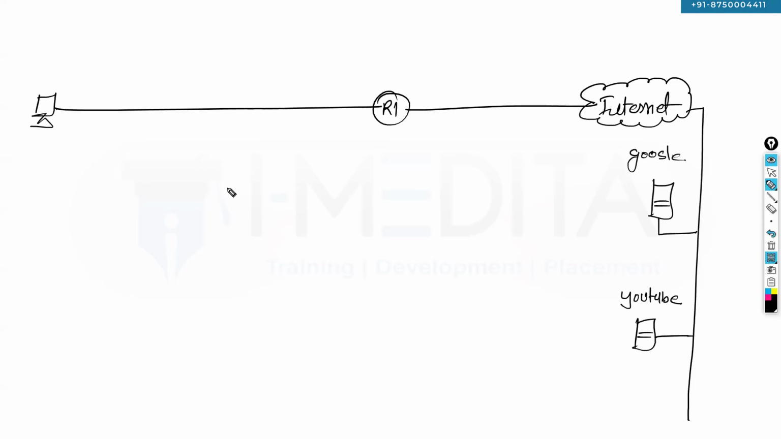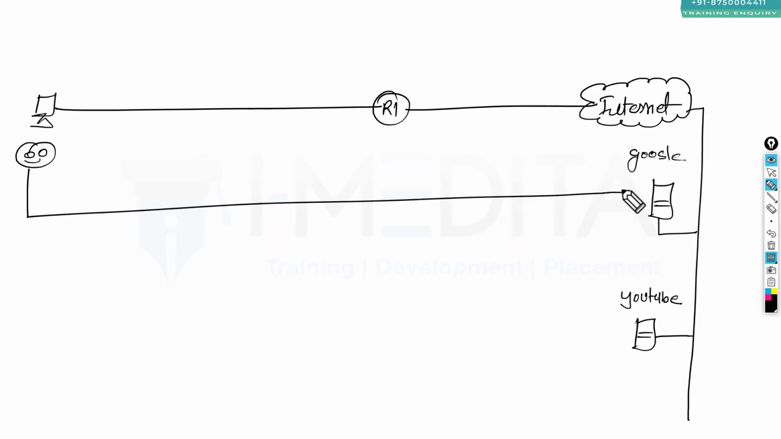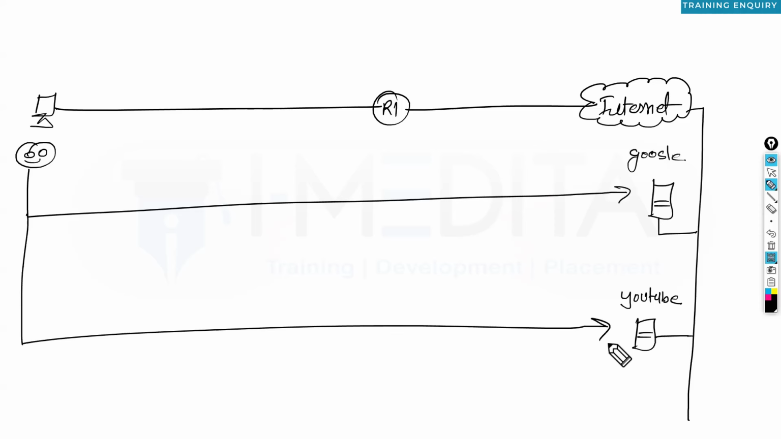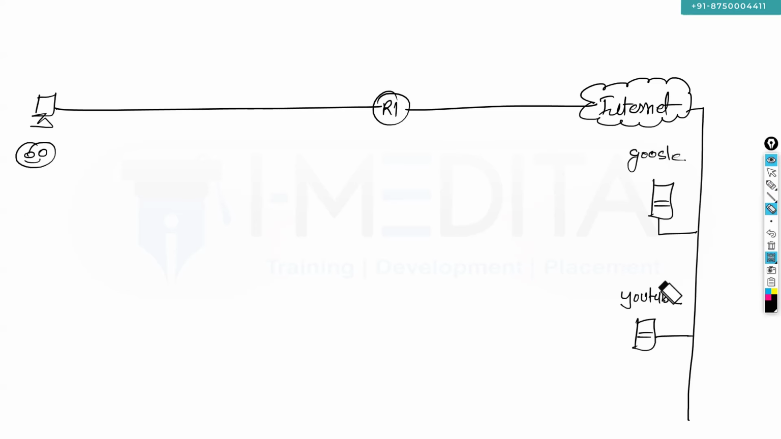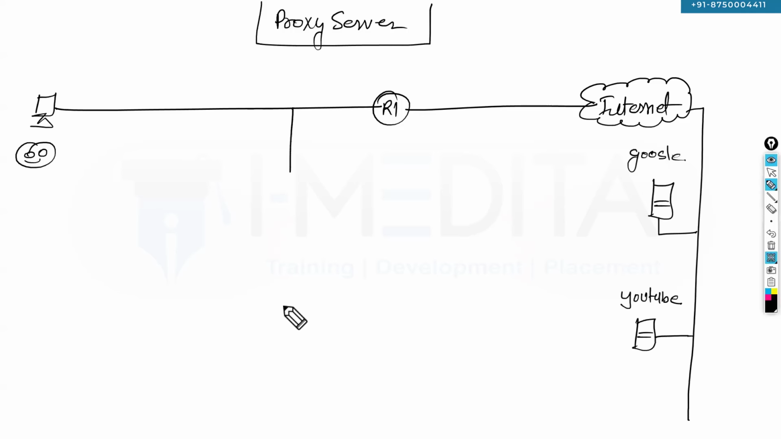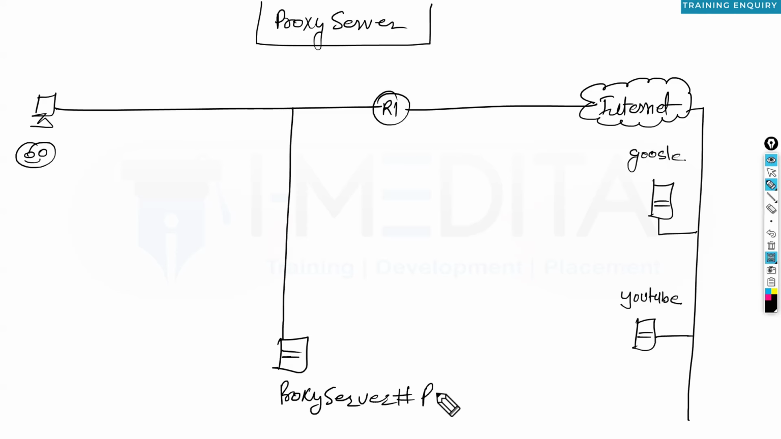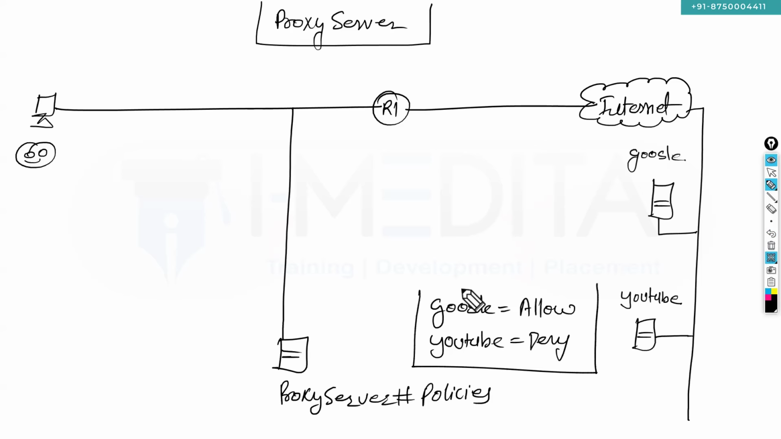Now the user in our premises can access Google, as well as YouTube. Now we want the user should not be able to access YouTube. For that, we need to deploy a solution that is called a proxy server. In the LAN, we will connect our proxy server. At the proxy server, we will define policies. In the policies, we will say that if someone wants to access Google, that should be allowed. If anyone wants to access YouTube, that should be denied.